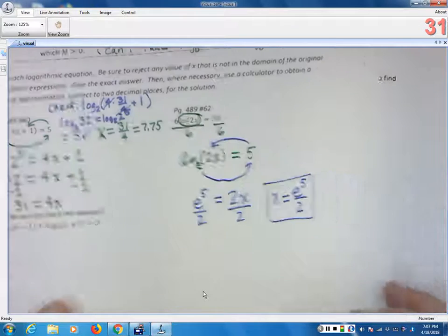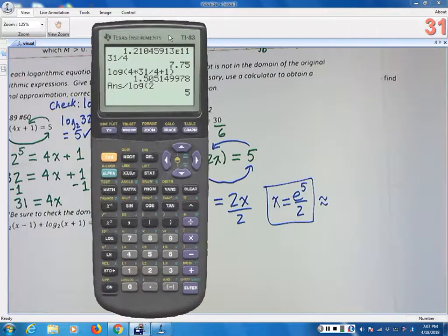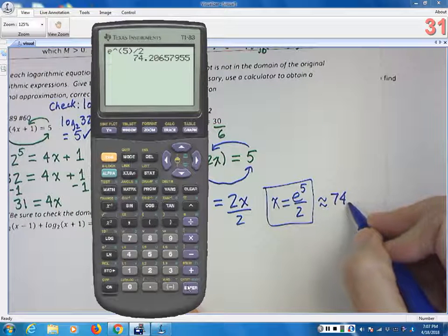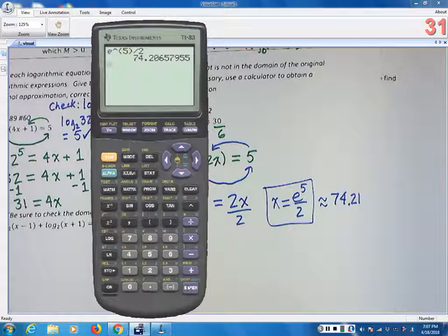The approximate answer to 2 decimal places is, we put this in our calculator. Second natural log, e to the 5, close the parentheses, and then divide by 2. It is a constant. And so we get 74.21. And you can check that.